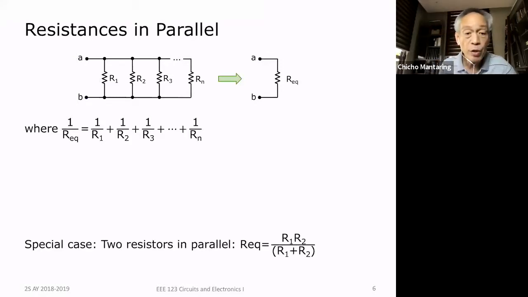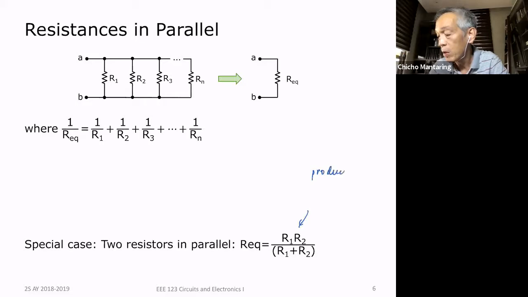Now, special case, when you have two resistors in parallel, so kung dalawa lang yung resistor mo, the equivalent resistance is the product over the sum. So this is product over the sum. Okay. When you have two equal resistances in parallel, the equivalent resistance is just one half of one of the resistors. So pag meron akong dalawang 10 ohm in parallel, the equivalent resistance will be one half, which is 5 ohm.